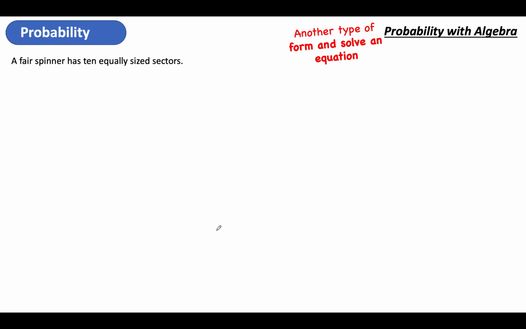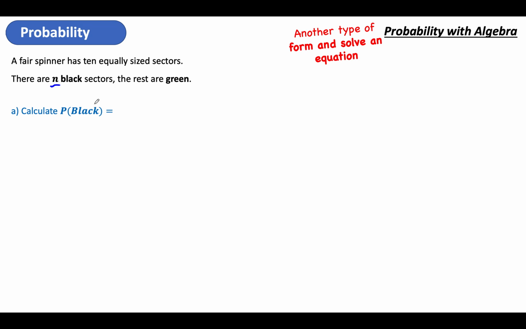So a fair spinner has 10 equally sized sectors. So there's a spinner, and it's got 10 segments on it, or sectors, right? Okay, they're all equally sized, so all equally likely to come up. There are n black sectors, and the rest are green. So there's only 2 colours, and the number of black sectors is n. It doesn't actually tell us how many, just says n. So calculate the probability of a black one coming up.